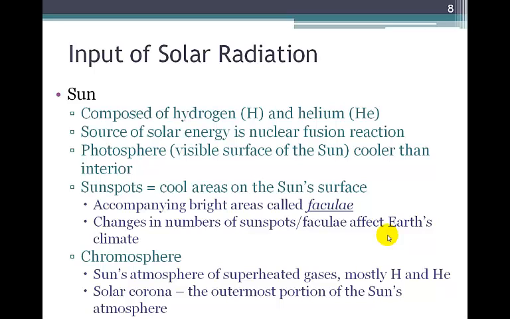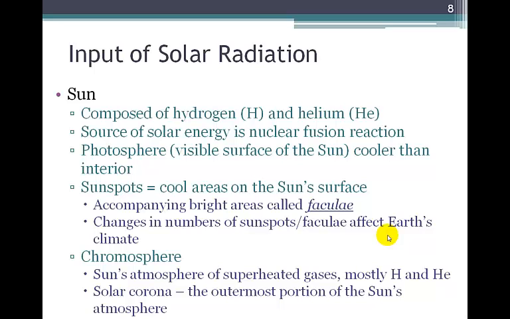The part of the sun that we see is called the photosphere, and it's much cooler than the interior of the sun. And then we can also see sunspots with the help of telescopes. Sunspots are actually cool areas on the sun's surface, but they're always accompanied by brighter areas called faculae. And the number of these sunspots and their corresponding faculae vary over the years. There are cycles of intense activity and then cycles of lower activity. This year we happen to be in a cycle of intense activity.